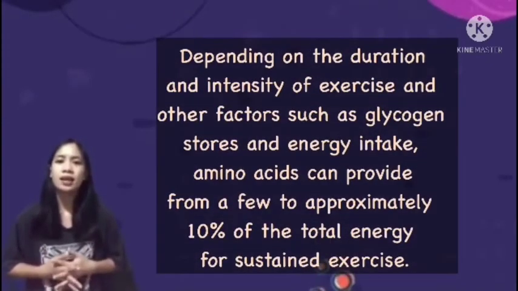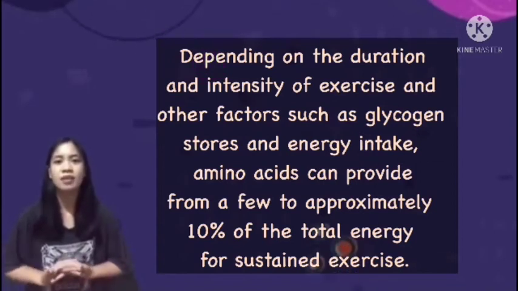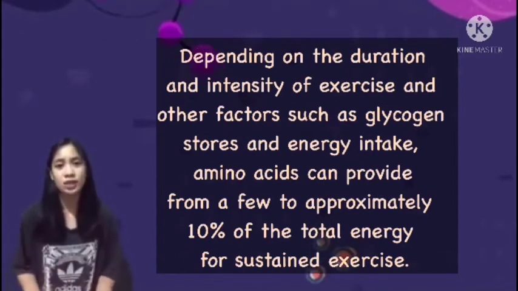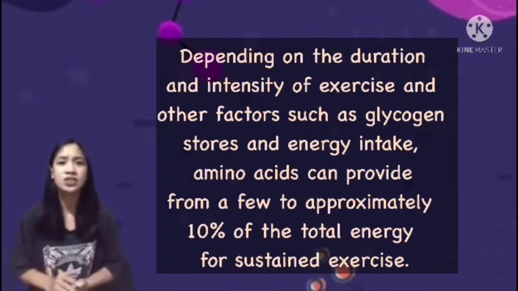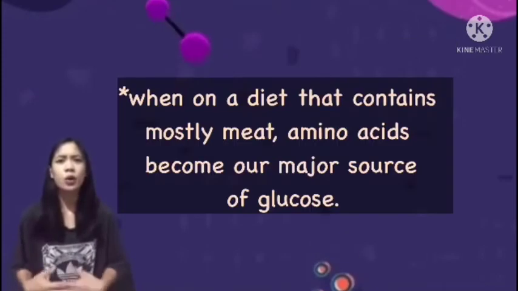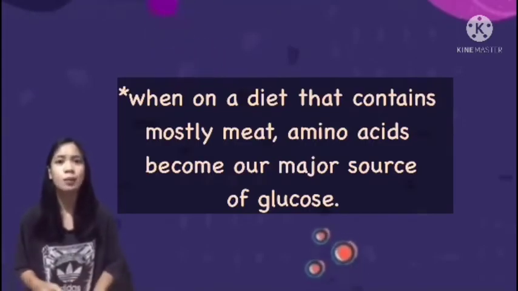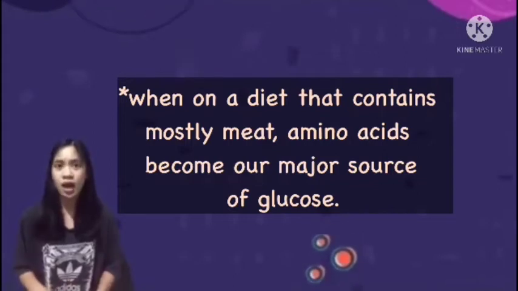Depending on the composition of our diet, amino acids may be very important as a source of energy. While plant-derived foodstuffs are typically rich in starch, meat is high in protein but low in carbohydrates. Therefore, when on a diet that contains mostly meat, amino acids become a more major source of glucose.